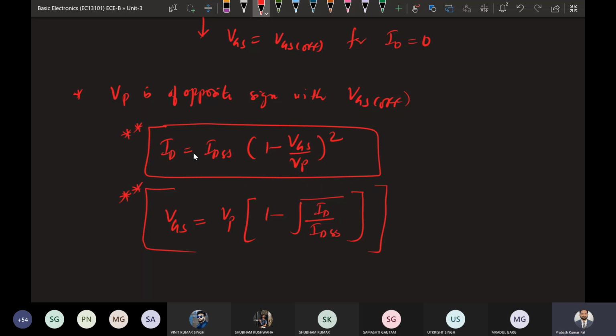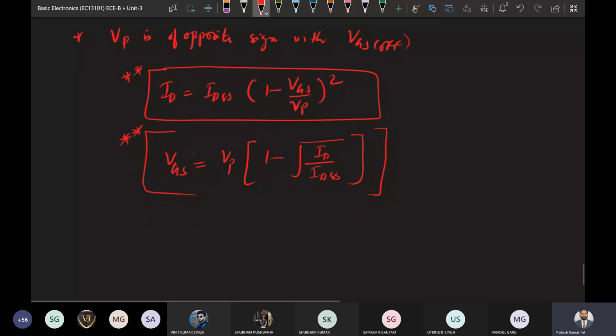These two relations are very important for defining the characteristics of the JFET. Based on these two relations, numerical questions will be asked very frequently. If we can remember ID equals IDSS times (1 minus VGS by VP) to the power 2, that will solve all the questions related to the JFET.